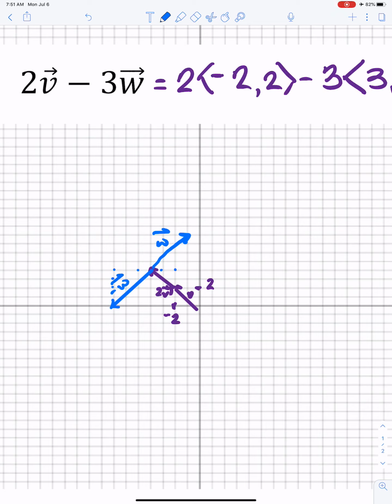Do that again. 1, 2, 3, down 1, 2, 3, 4. There's my second negative W. And then last time from right here, back 1, 2, 3, down 1, 2, 3, 4. And so this big chunk right here is my -3W.